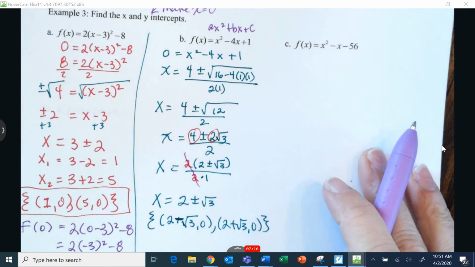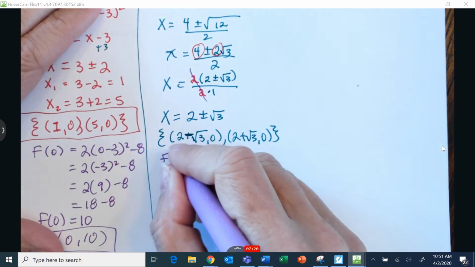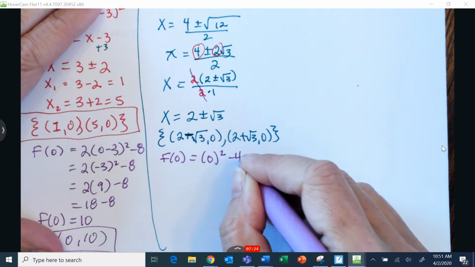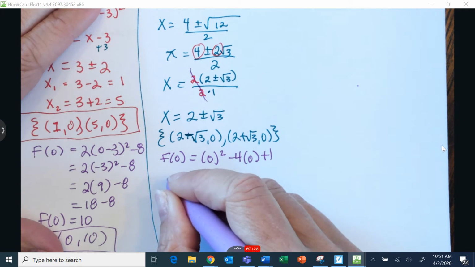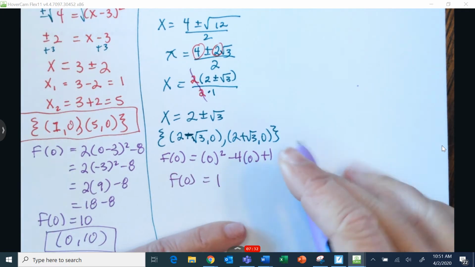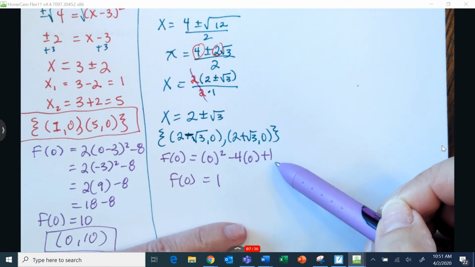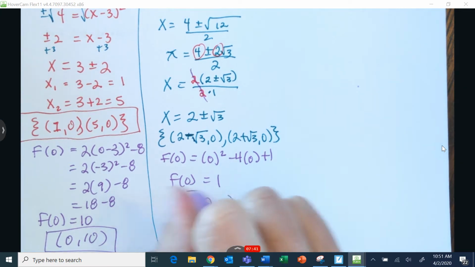To do the y-intercept, we make x 0. So f of 0 is equal to 0 squared minus 4 times 0 plus 1. So f of 0 is equal to 1. When it's in standard form, finding the y-intercept is super easy. It's that last constant that does not have any x's. So the y-intercept would be 0, 1.